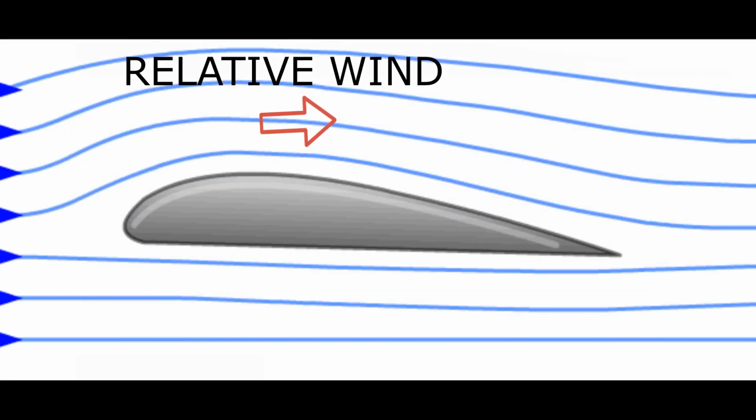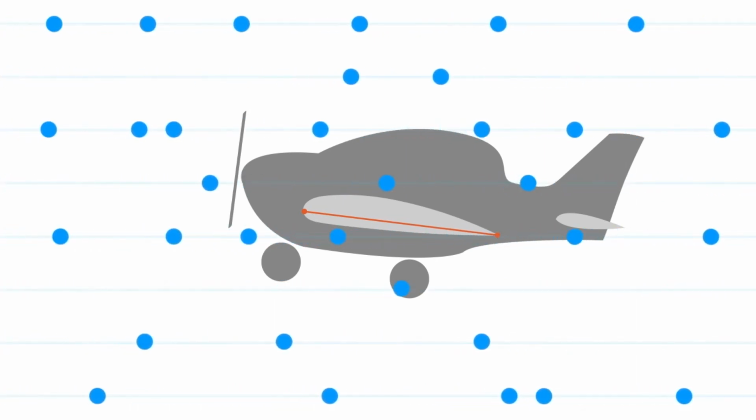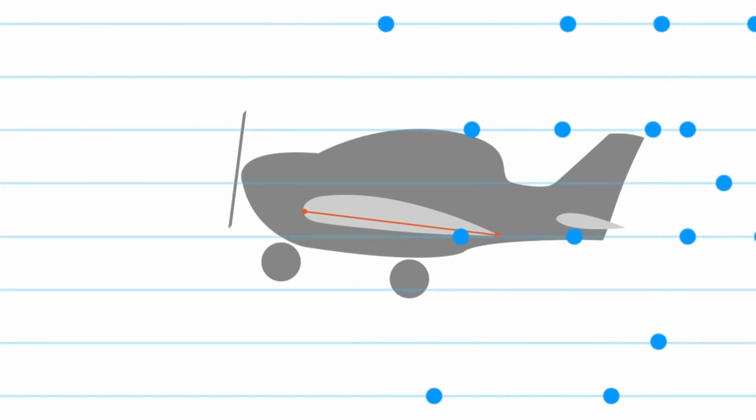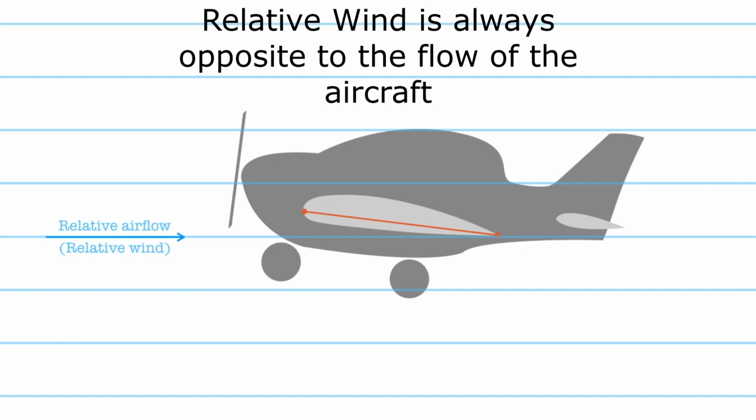So the first and most important concept is relative wind. For anything to fly in air, there must be air molecules that are opposite to the direction of the object. So that's what relative wind is. Relative wind is the direction of movement of wind relative, or in relation, to the aircraft. The relative wind is always opposite to the movement of the aircraft.